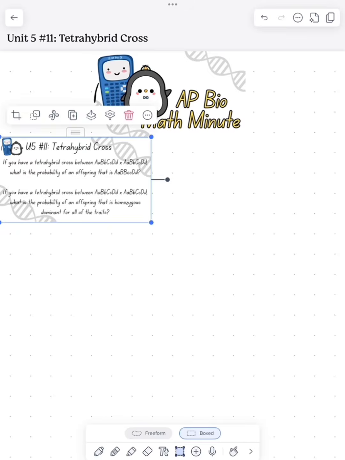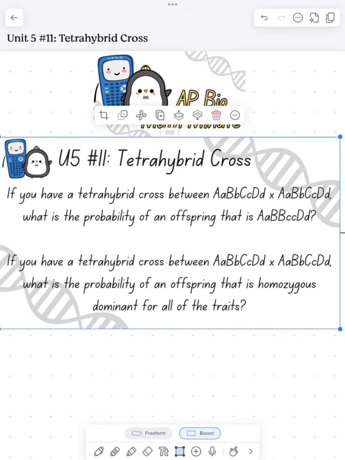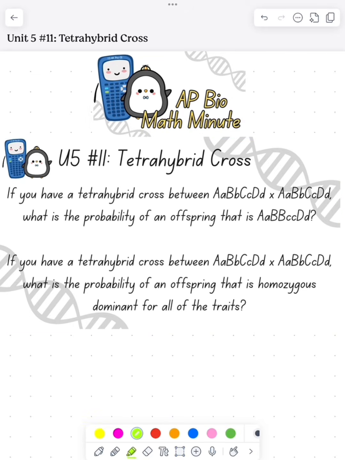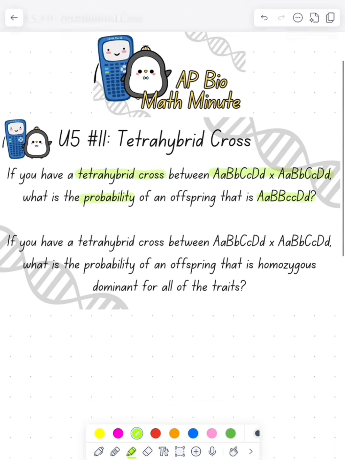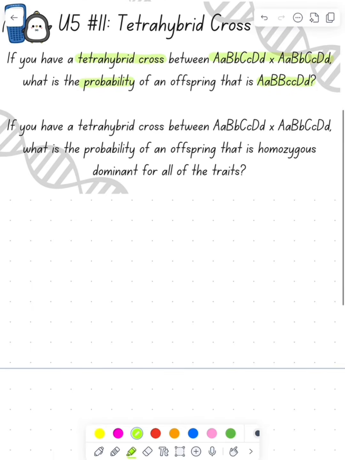Today we're going to do a little AP Bio Math Minute looking at a tetrahybrid cross. And this was actually a student request. So in a tetrahybrid cross, we have two individuals that are tetrahybrids, as in heterozygous for 4 different traits. And we're seeing what is the probability of being heterozygous for A, homozygous dominant for B, homozygous recessive for C, and then heterozygous for D.